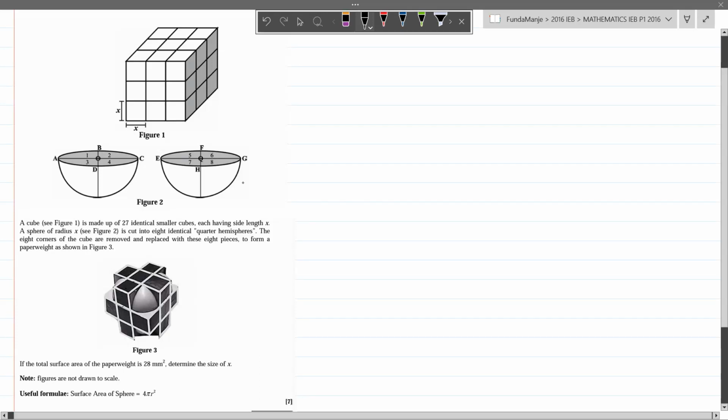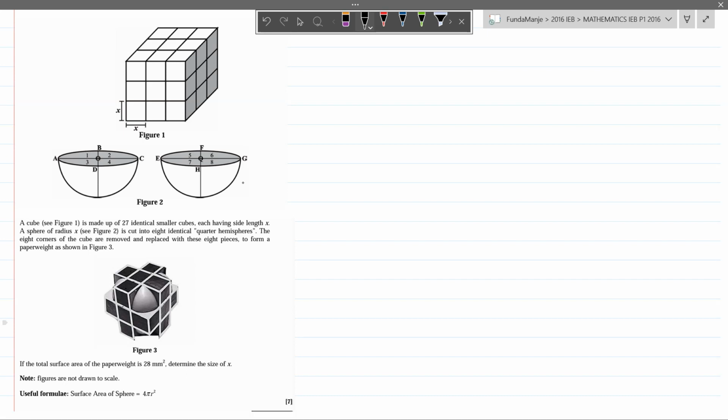So a cube, see figure 1, is made up of 27 smaller, identical cubes, each having a side length of x. A sphere of radius x is cut into 8 identical square hemispheres. The 8 corners of the cube are removed and replaced with 8 pieces to form a paperweight as shown in figure 3. If the total surface area of the paperweight is 28 cubic millimeters, determine the size of x.